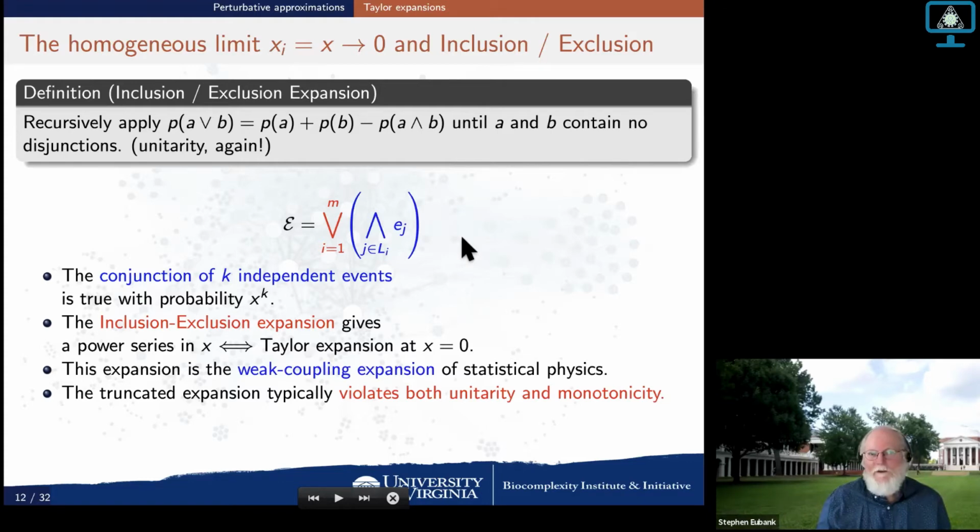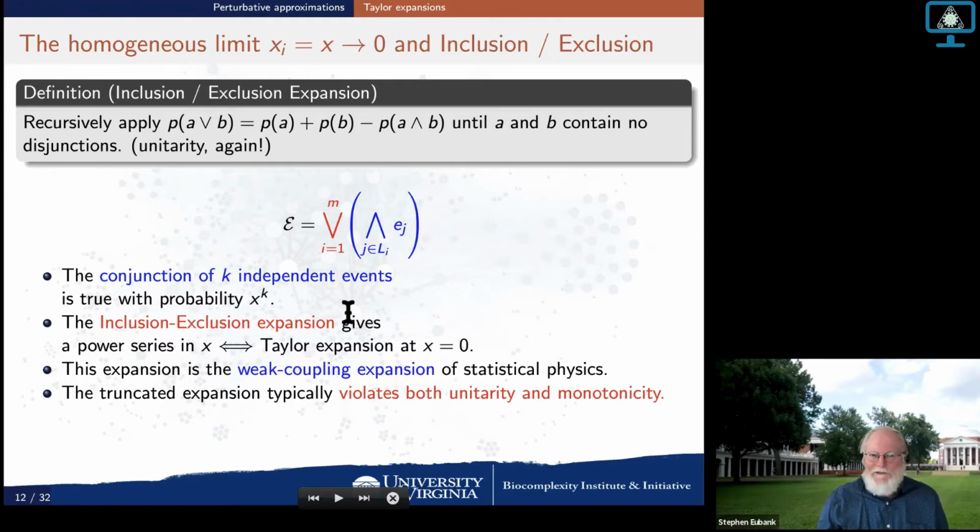What happens when I do that? Well, the conjunction of any set of k independent events is going to be true with probability x to the k. x is the probability of any one of the events, so there are k of them. That's the probability of all of them, and they're independent. Whereas the inclusion-exclusion expansion plugs in some power of x for each one of these things because they're all just conjunctions. So you get a power series in x, which is the same thing as saying a Taylor expansion at x equals 0, because the powers are all positive integers.